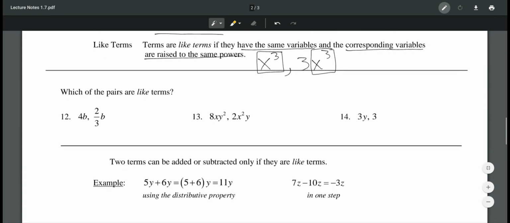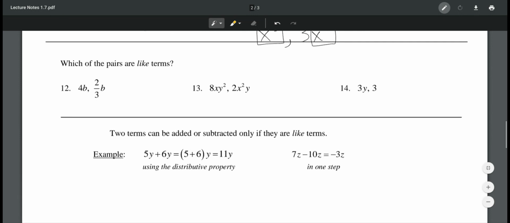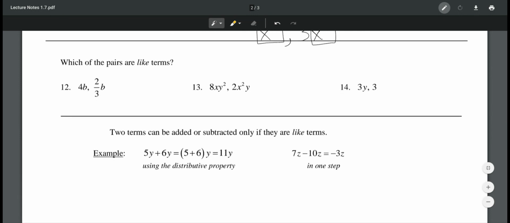All right. Now, it asks which pair are like terms. This is a pair of like terms because they have the same variable and that variable has the same exponent. They both have just b. It doesn't matter about the 4 and the 2/3, not yet, but the fact that they are both variable b and only b means that they are like terms.